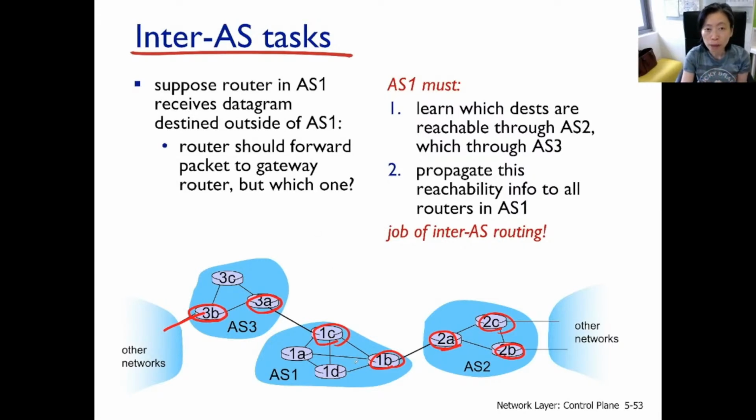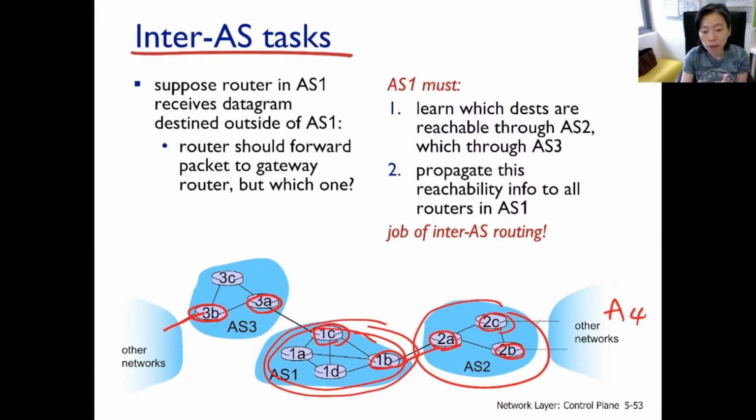Oh, if I want to go from AS1 to AS2, the shortest path is to go directly from AS1 to AS2. Now, if there is another AS here, AS4, for example, then the shortest path might be to go from AS1 to AS2 and then AS4. So these gateway routers will maintain the shortest path, but shortest path in terms of, what is the next AS to the destination AS? What is the next AS to the destination network?